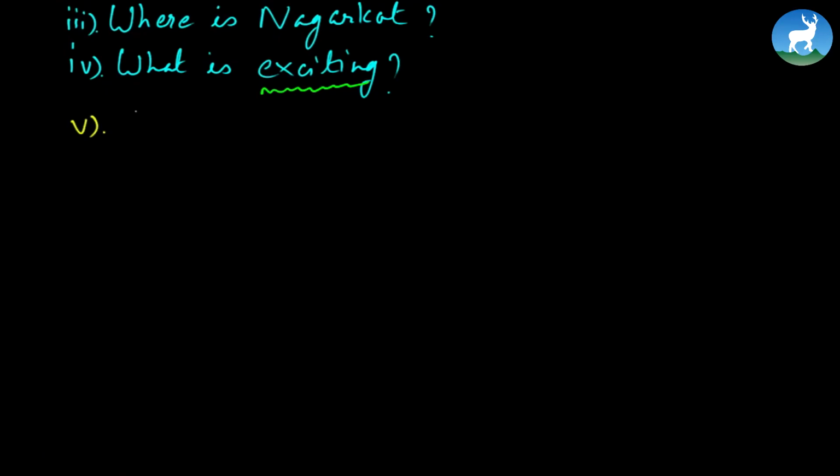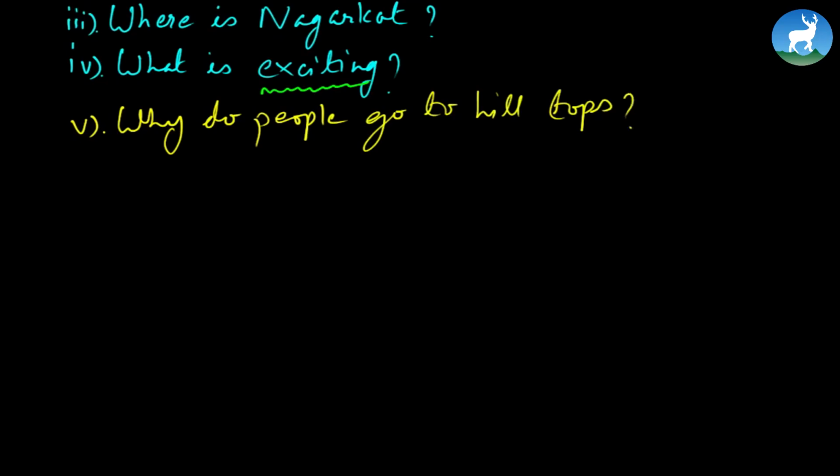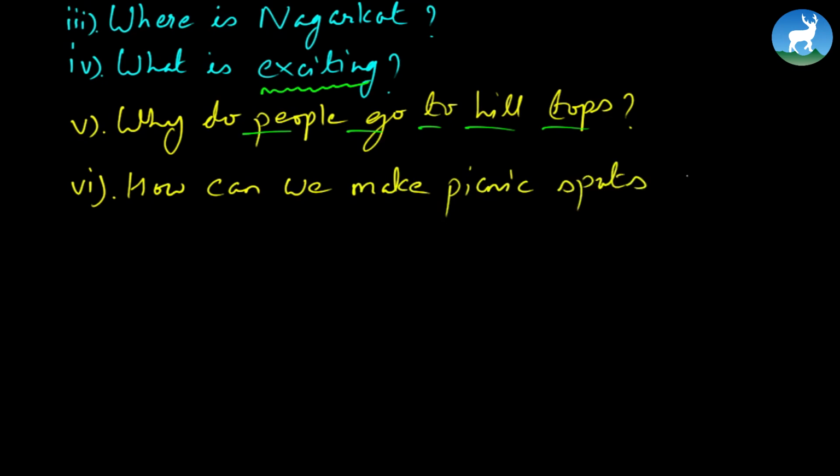Number 5: Why do people go to hilltops? So why is it that people go to hilltops or hill stations? The answer you can find in the passage that I read earlier. And the last question: How can we make picnic spots? Again, the last paragraph of the passage will help you write how you can make picnic spots, as we have to consider a few things while making picnic spots. These questions you can do at home as your homework.